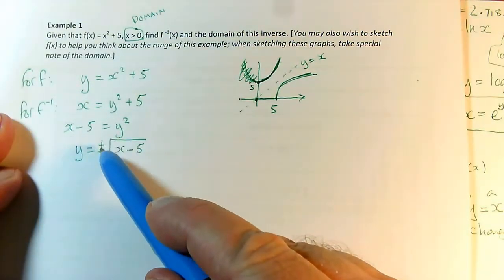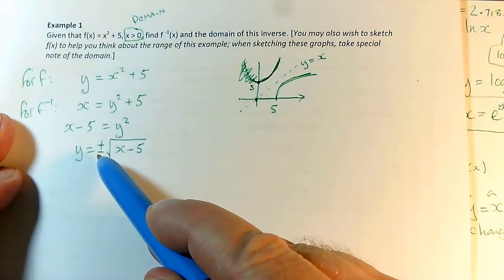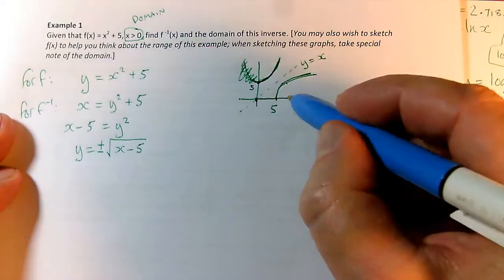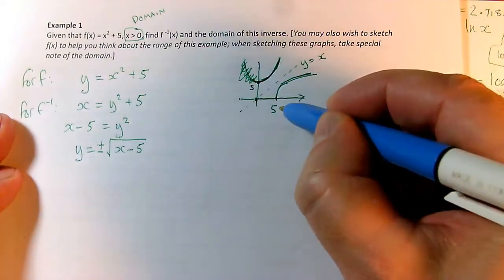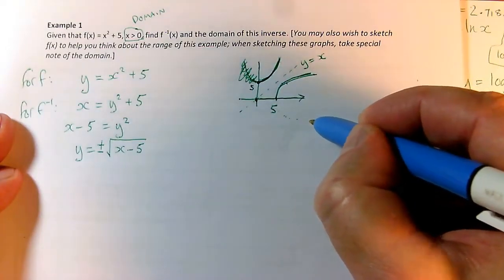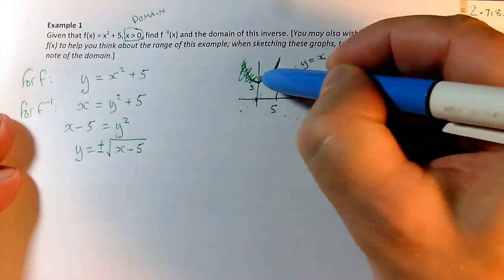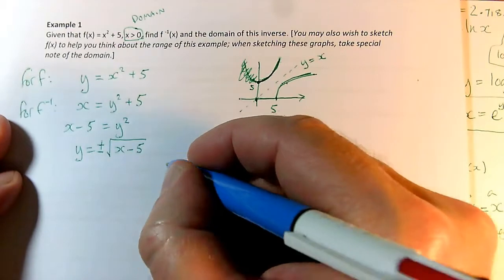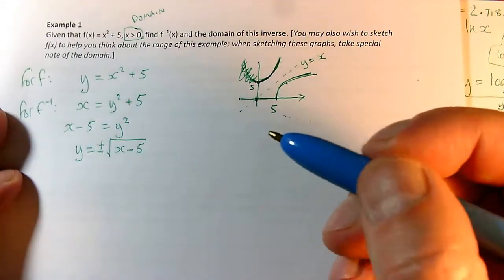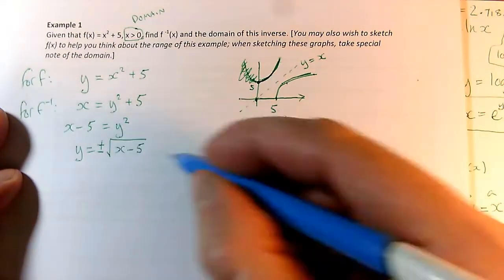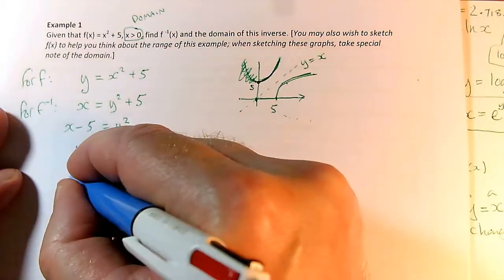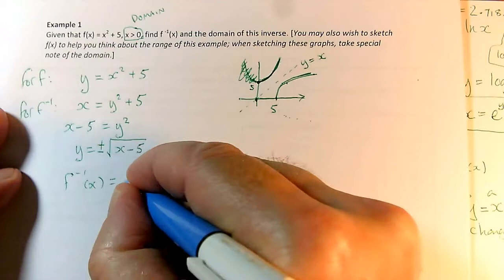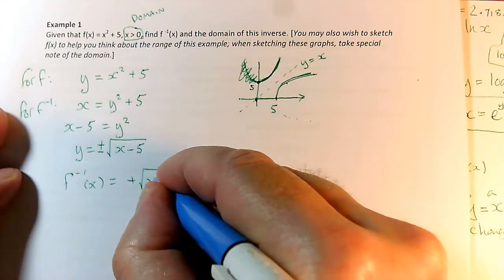Do I want plus or minus? Well, if I included the negative answers, then for every time I got a positive answer to the square root, I'd get another answer down here, it's negative, and I'd get these answers down here. But that would be the reflection of this half of the parabola that I didn't want. So in this particular case, because of our graph, we can see that we need f inverse x is just the positive square root of x minus 5.